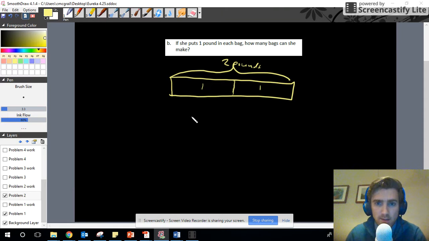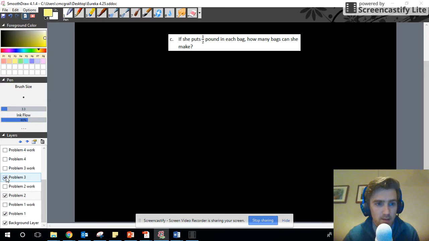And the division sentence that we would write for this is 2 pounds of pecans divided by 1 pound per bag equals 2, because 1 can go into 2 two times. Now, this may seem pretty basic, but let's go ahead and let's apply this to a different set of numbers.